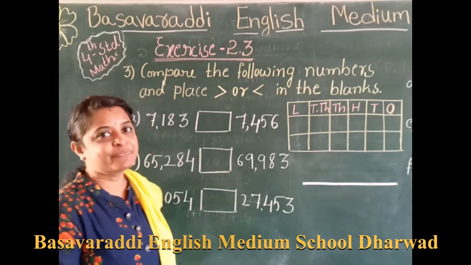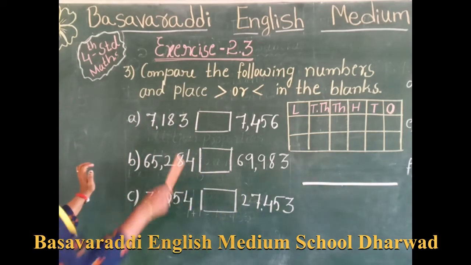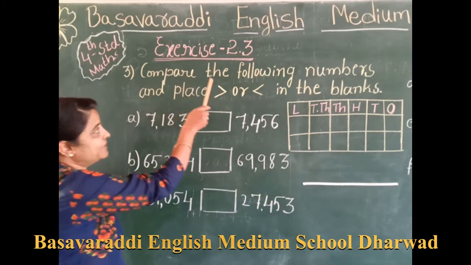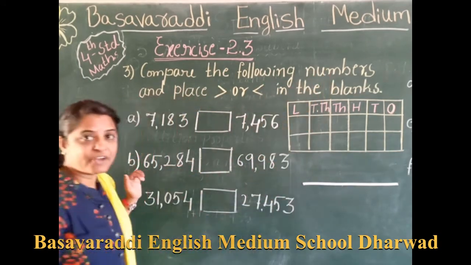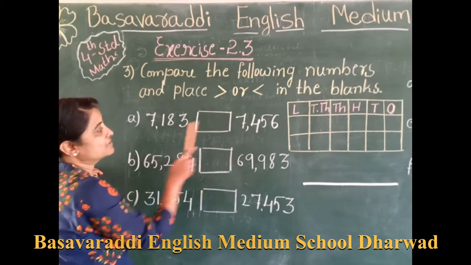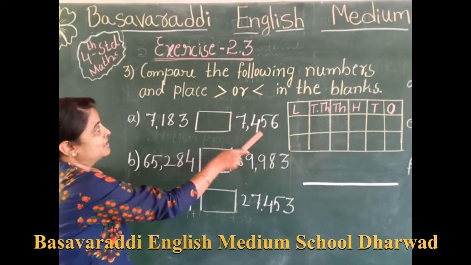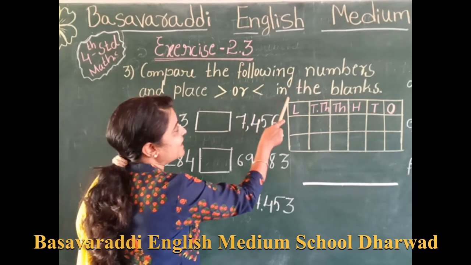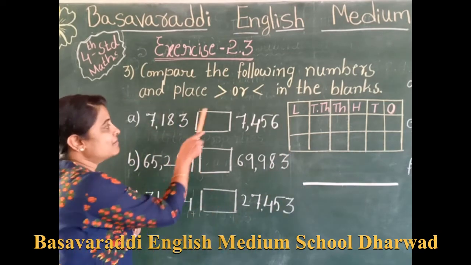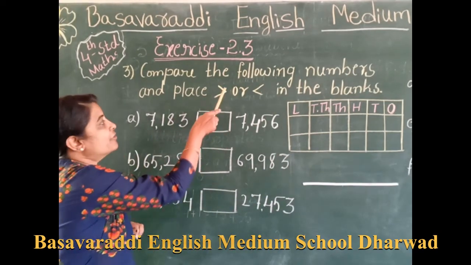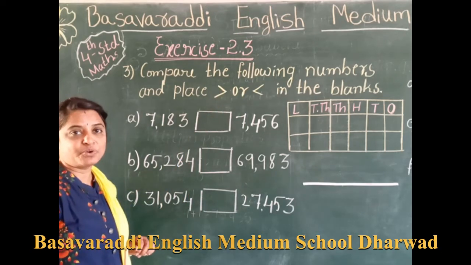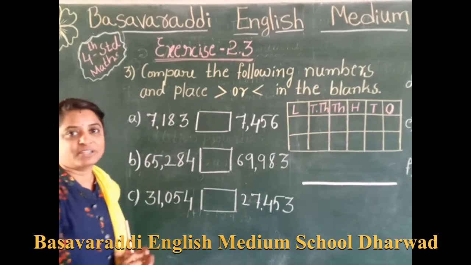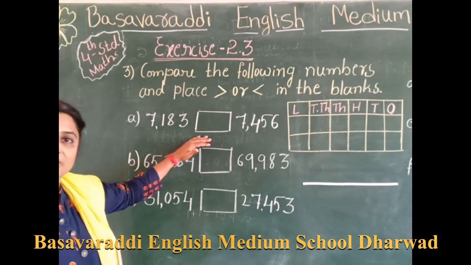Now start. Okay. See that. First A. Once again I will read. Compare the following numbers. Then what we have to do? We have to compare these two numbers. Yes, they have given two numbers. And place greater than or smaller than in the blanks. They have given boxes here. We have to put these symbols in this box. How to put? First you have to compare both numbers. Then you have to put the greater than or smaller than sign in that box.